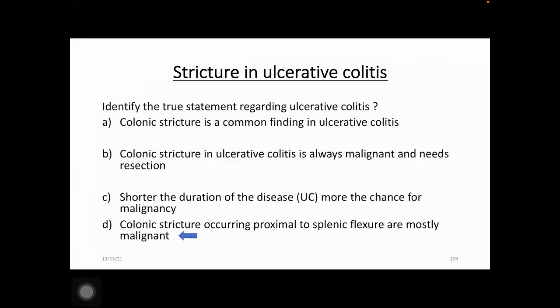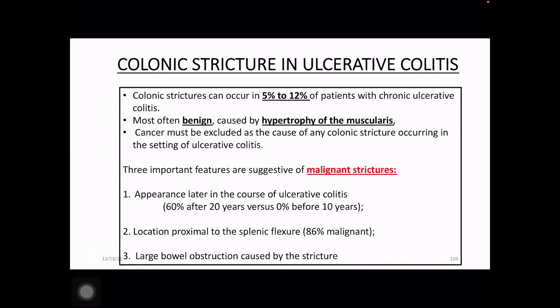Okay, so these are the important aspects. I have taken these points completely from Shackelford's. These are the points you should remember. The colonic stricture is present in 5 to 12%. Most often, the cause of the colonic stricture in ulcerative colitis is hypertrophy of the muscularis and a benign condition. But you should always exclude cancer when there is a stricture in a patient with ulcerative colitis. So, what are the three important features associated with malignant stricture?